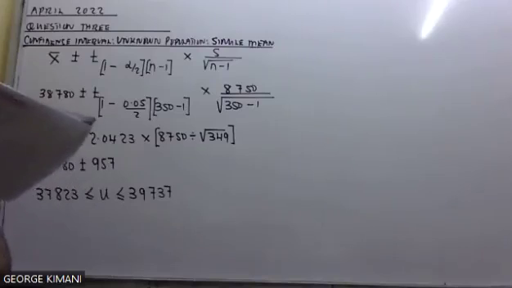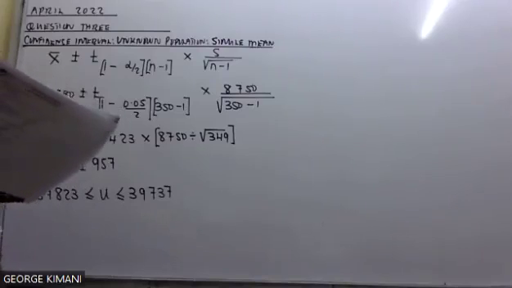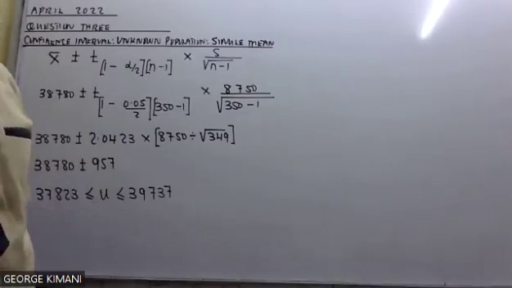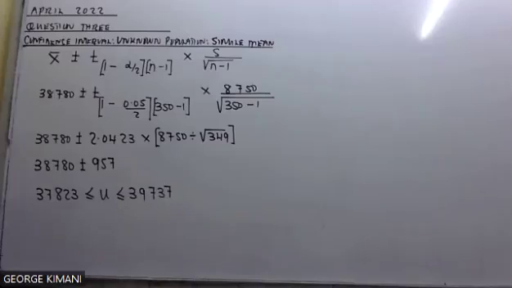Question 2, they are asking for the sample size of invoices that would result in a 99% confidence level of the interval obtained above. So what we shall do is we can use the upper limit.